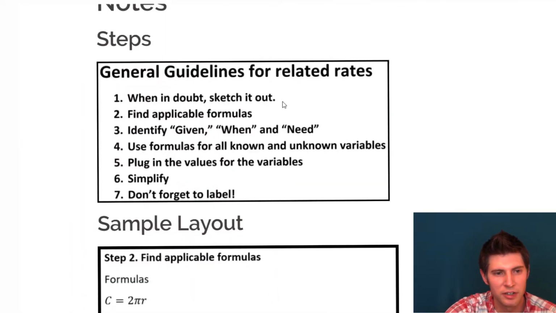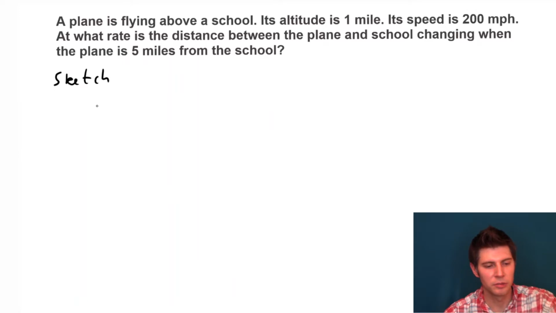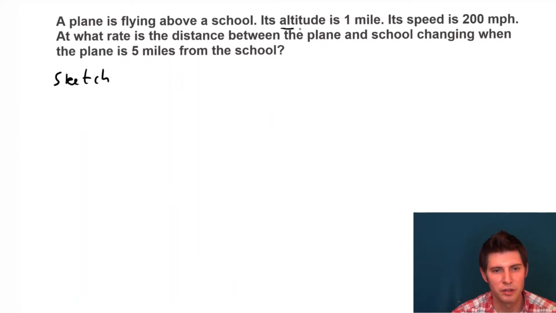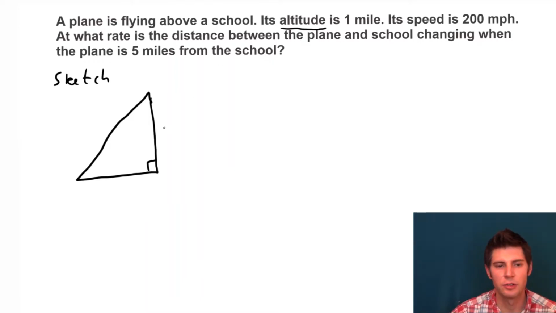Step 1 has been when in doubt, sketch it out. We haven't needed to do that yet, but I think this one I'm in doubt enough to have to sketch it out. So we're dealing with a right triangle. The reason we know that is because of altitude. Basically, if you see altitude, chances are you're dealing with a right triangle. So the altitude is 1 mile, so that's fixed. Its speed is 200 miles an hour, so we should give these values.